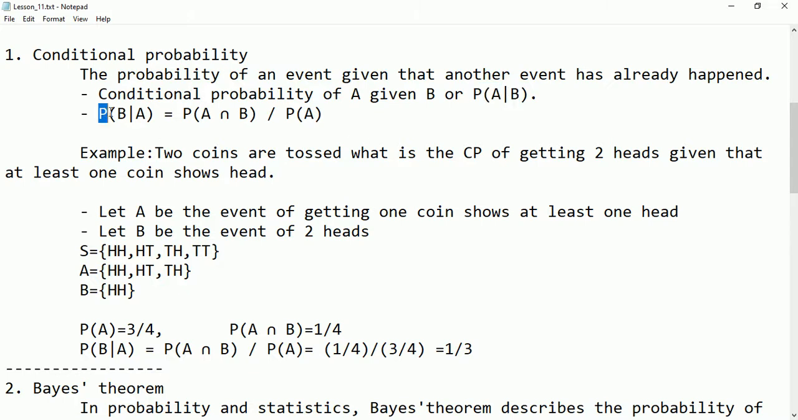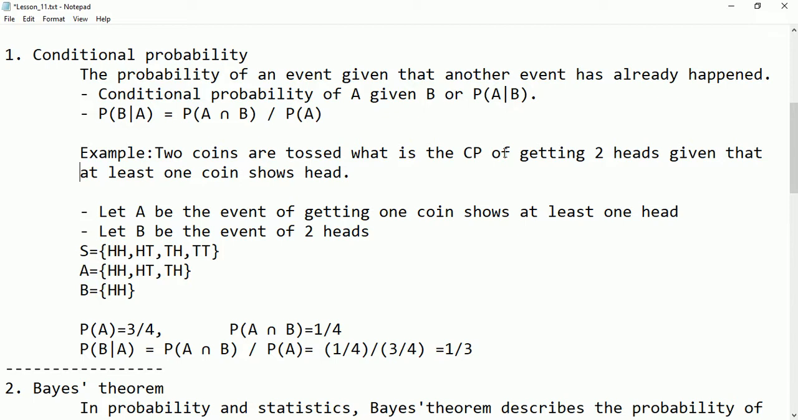So probability of B given A is equal to probability of A intersect B divided by probability of A. It can be represented like this: probability of B given A is equal to their intersection divided by the probability of the given event.